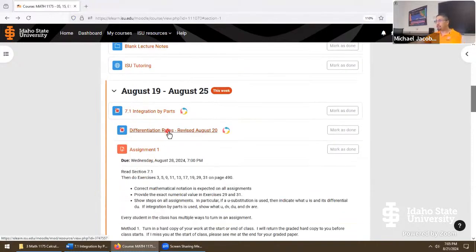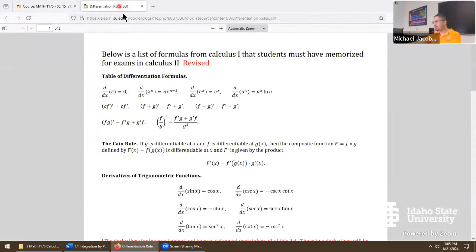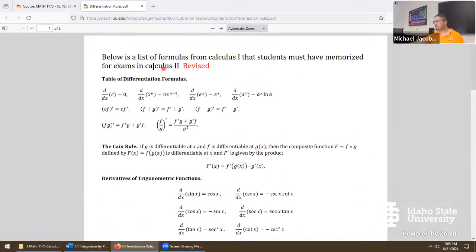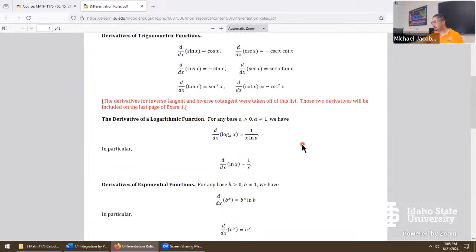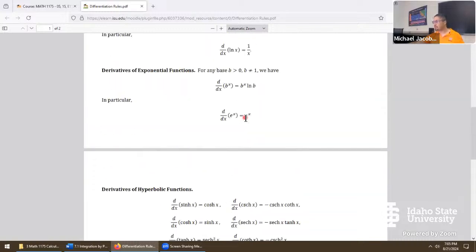Aside from that, I made a revision on these notes here. It says revised August 20, I guess that was yesterday. And my change was, let's see, the derivatives for inverse tangent and inverse cotangent, I took off this list. This is a list of formulas that you're expected to know on exams. They wouldn't be provided. You could put them on your own sheet of notes when you come to take an exam, but these are the ones that are assumed known. So we have to know our trigonometric derivatives, mix, exponentials, and hyperbolics.